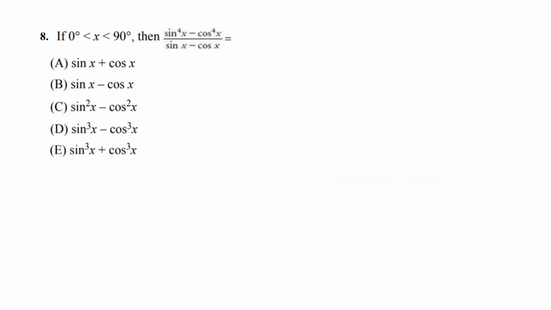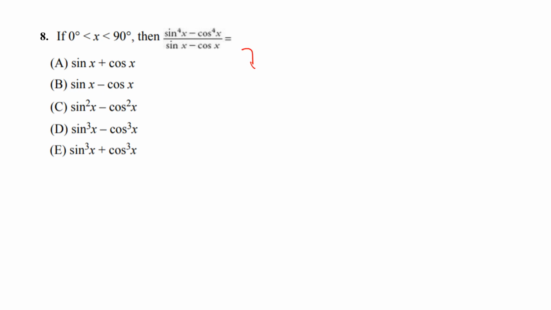Okay, this is a little tough question, involves a little trig, which we haven't really covered too much yet, but we'll have a stab at it. If 0 degrees is less than x is less than 90 degrees, then sine to the fourth power of x minus cosine to the fourth power of x, divided by sine x minus cosine x, equals. Okay, very interesting question.